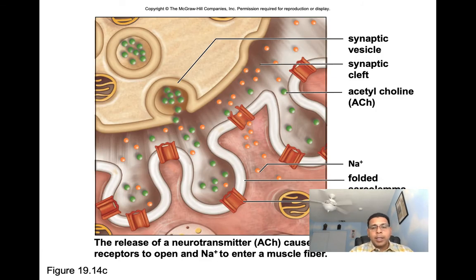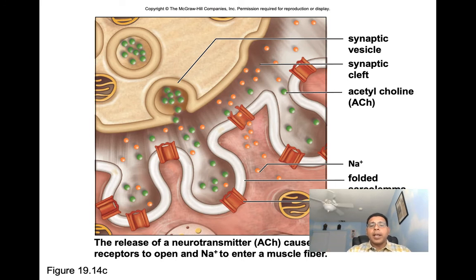Now here you can see we've got our neurotransmitter, the acetylcholine, binding to our ligand-gated channels. When the ligand binds, the channels open up, allowing impulses to be generated. Eventually those impulses are going to generate action potentials that are going to travel, we said, down the sarcolemma and into the T-tubules to help release calcium.